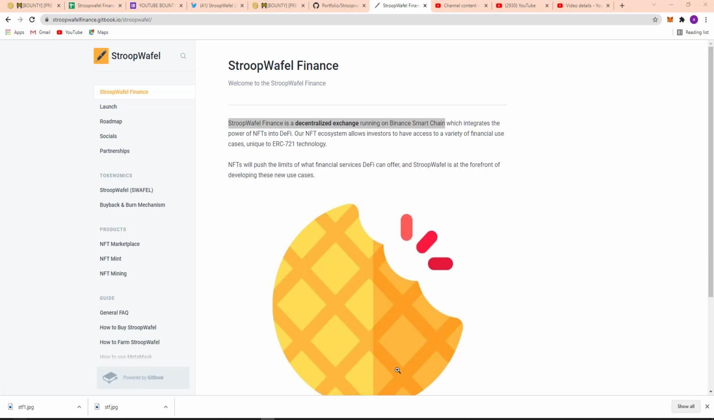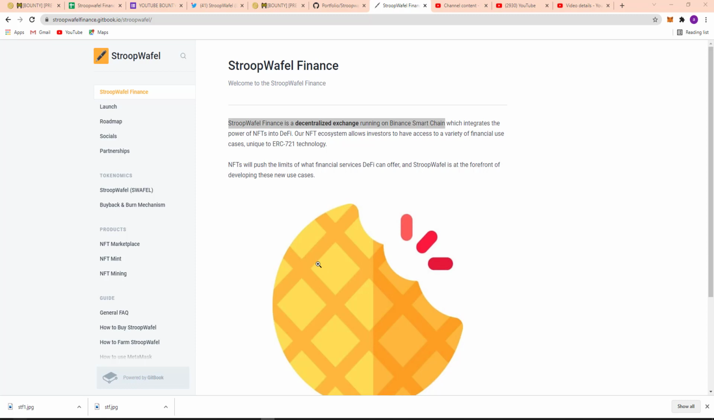Today I am going to talk about a great project, StroopWafel Finance, and it's my third video about this project. Today I am going to talk about this project in detail: what StroopWafel Finance is, how it works, and what their future is. Here's my concept today.